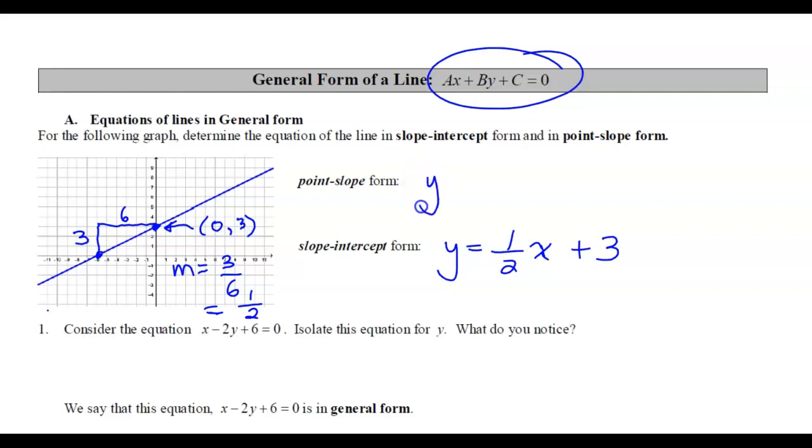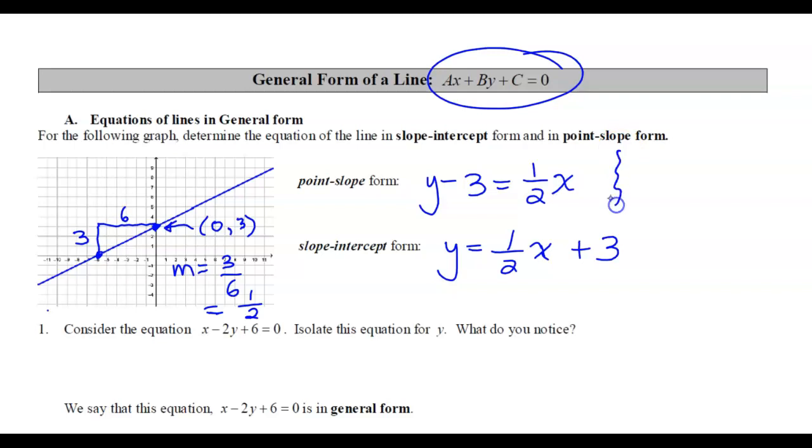Okay, if you put it in this form, then it's y minus 3, and the slope is 1/2, and x minus 0. So you can see that I actually wouldn't keep the minus 0 in there. And so you don't even need the brackets. You can just show it like that. That's in point-slope form using the y-intercept.